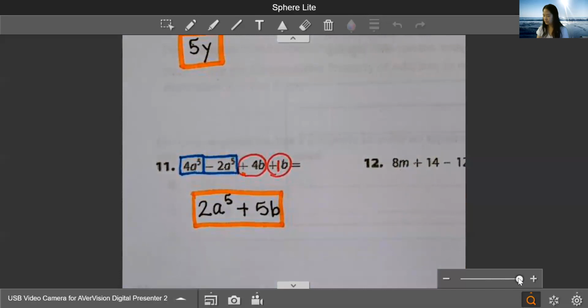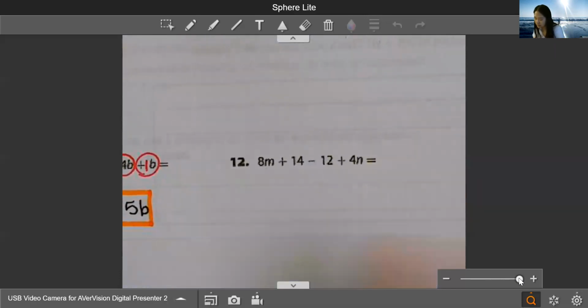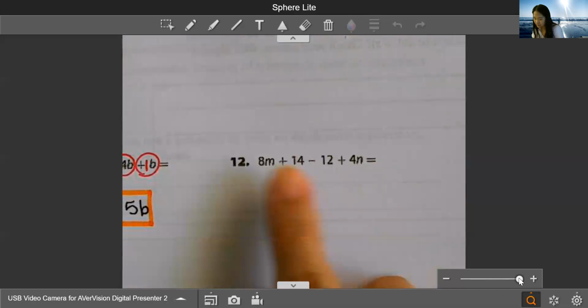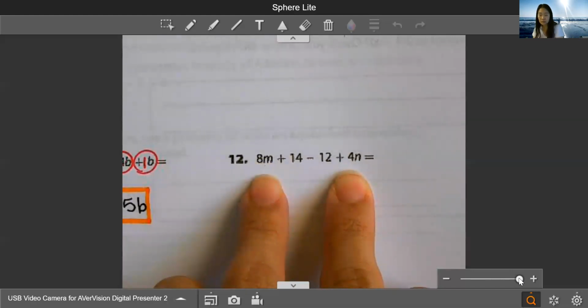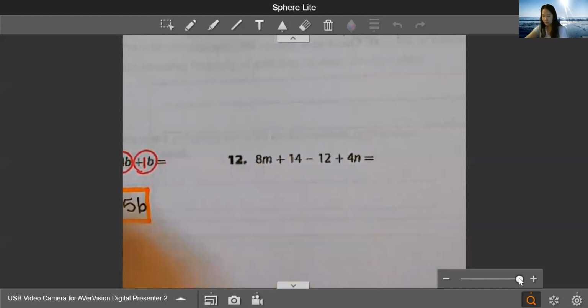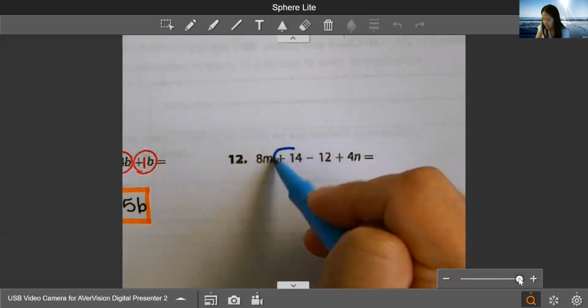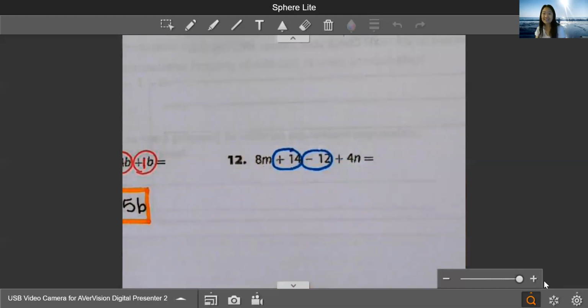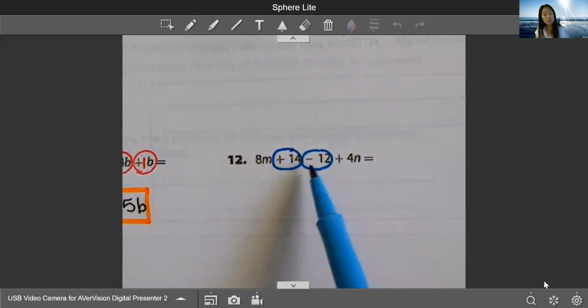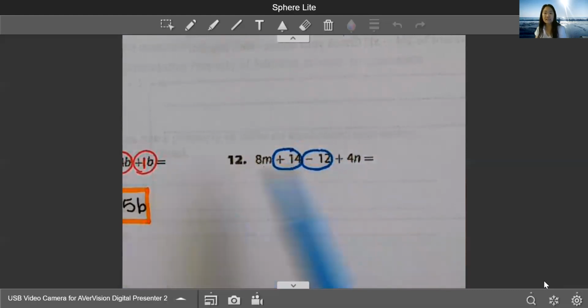Number 12. So let's take a look here. I have 8m plus 14 minus 12 plus 4n. So notice, I don't have any of the same variables. So these two are not like terms, they're two separate ones. But I do have plus 14 and minus 12, and those are like terms, okay? So all I need to do is do 14 minus 12, and then clean up the answer.